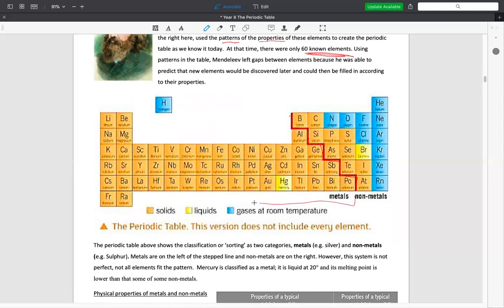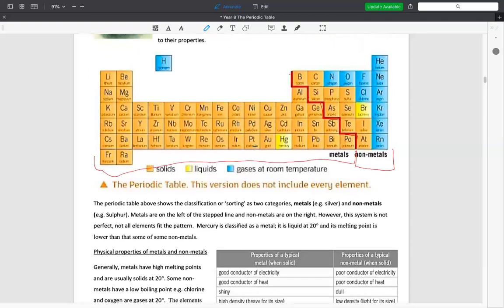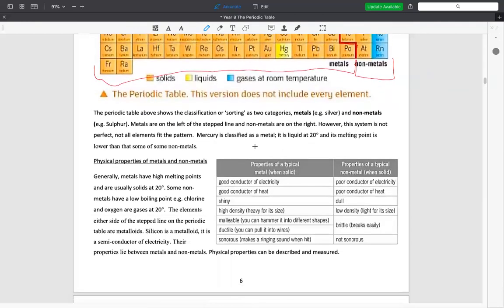Everything on the left of that line is generally a metal, and everything on the right of that line is generally a non-metal. I say generally because there are some odd elements that don't fit that pattern. So don't take it word for word. It is generally, and we use it to help us, but we can't rely on it 100%.